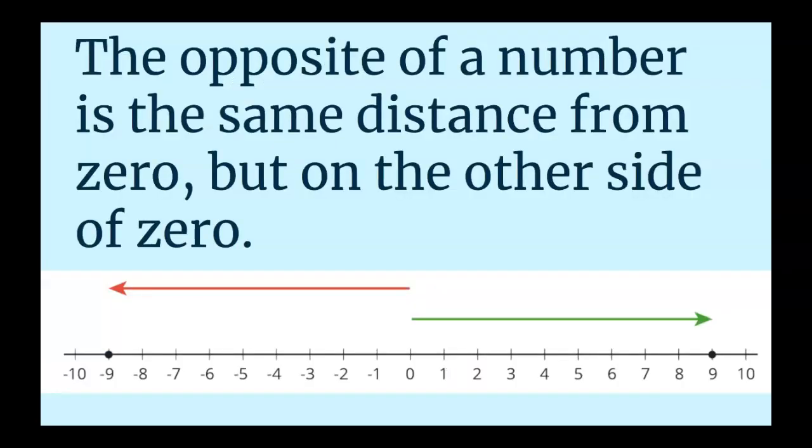First thing that you need to work with is opposites. The opposite of a number is the same distance from 0, but on the other side of 0. You can see pictured here, -9 and +9 are opposites.